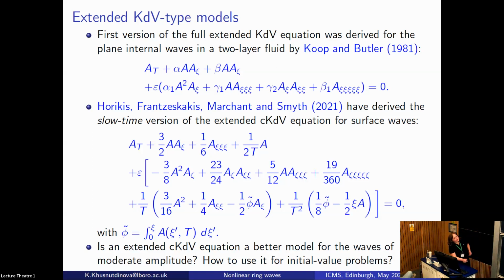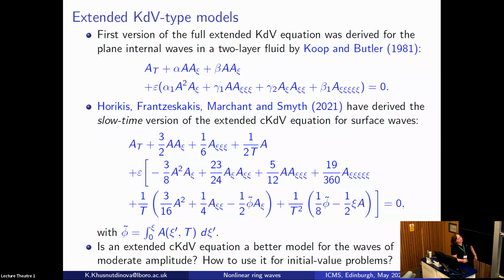Originally, I think the first paper was Koop and Butler, it certainly was done for the situation when the parameter alpha is small, and then it's natural that you can include the high order cubic nonlinearity and then all terms of the same order. But it's not the situation that I'm interested in. I'm interested in the usual situation where KdV is relevant, alpha is not small, and the question is, does it help to add order epsilon terms to the equation? Does it work for waves of moderate amplitude? Can we go further in epsilon?